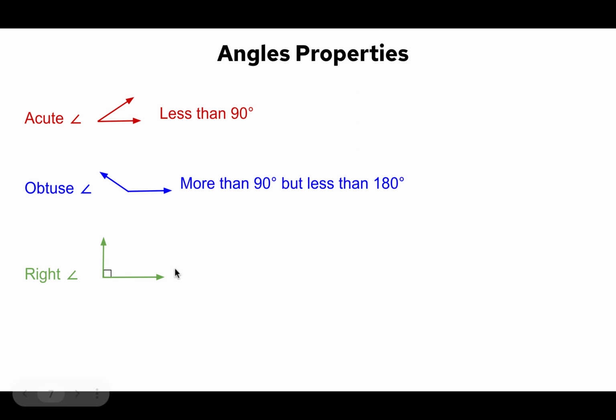Then we have the right angle. Notice it has a little square here. That little square tells me it's a right angle, and that means it's exactly 90 degrees. And a straight angle, which looks like a line, is exactly 180 degrees, or two right angles put together.